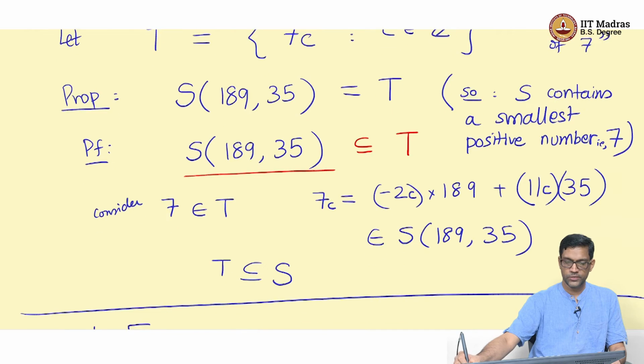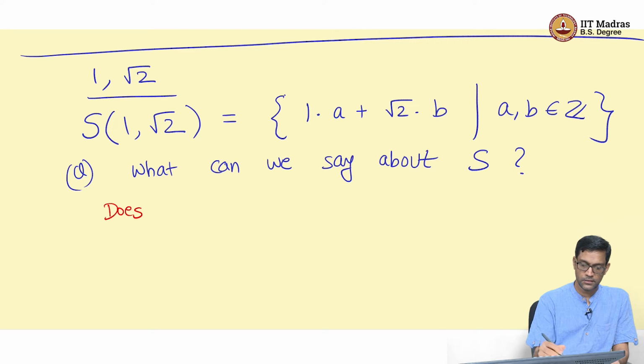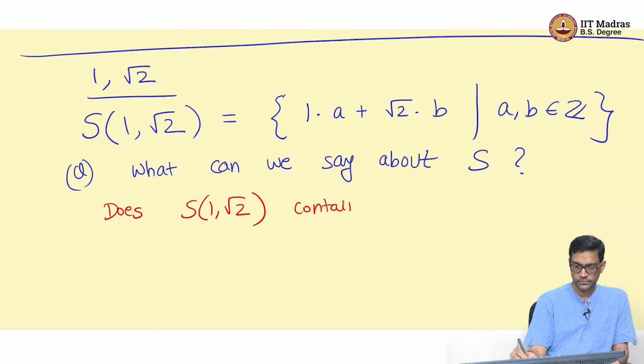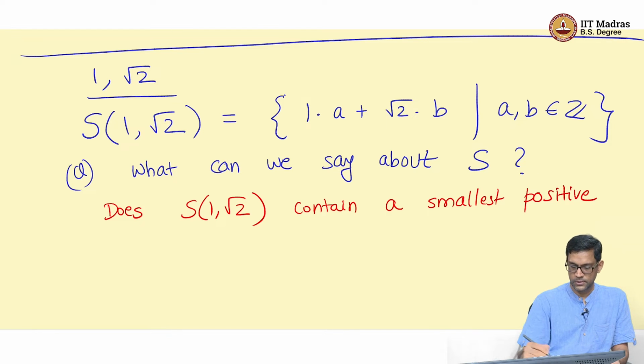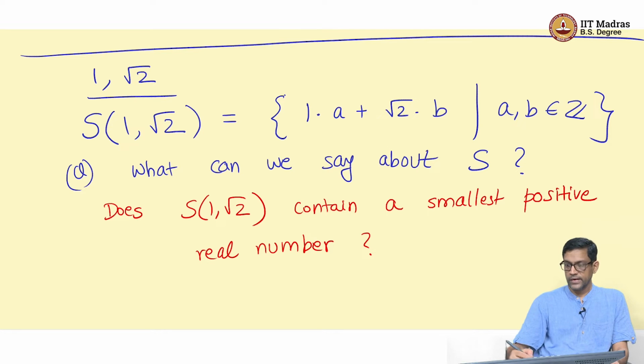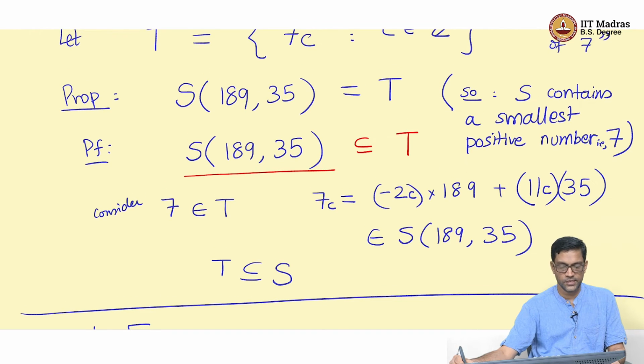Now, let me ask the same question here. Let me ask a more precise question. What can we say about S? In particular, does it contain a smallest number? Does S of 1 comma root 2 contain a smallest positive, now in this case everything is real, smallest positive real number? Remember here the Euclidean algorithm does not terminate. So, that already means maybe there is something funny or fishy that is going to happen.